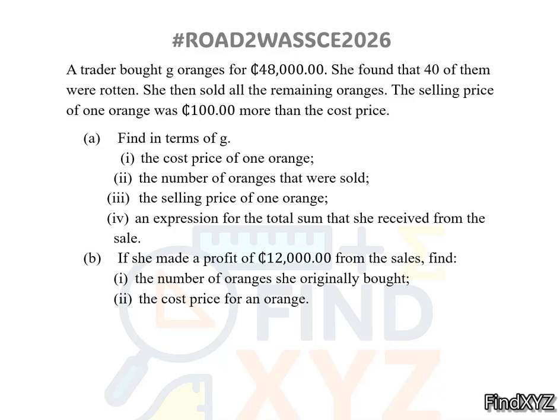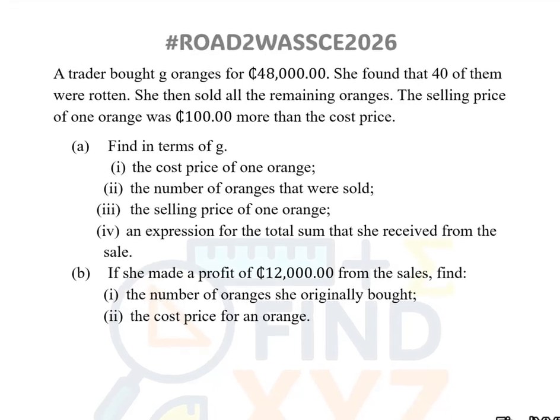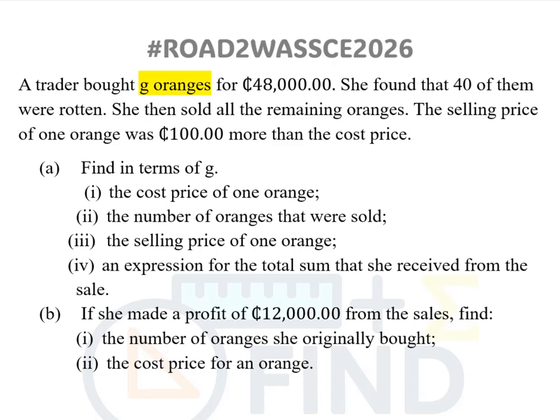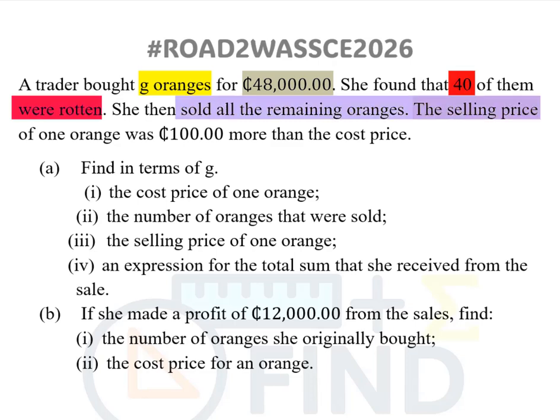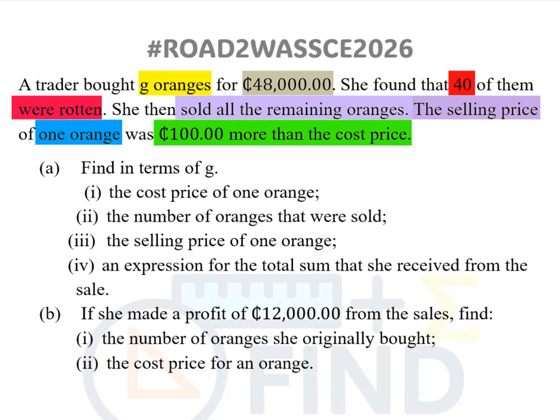We are still on the road to WASSCE 2026. Let's try this question. A trader bought G oranges for an amount of 48,000 Ghana cedis. She found that 40 of them were rotten. She then sold all the remaining oranges. The selling price of one orange was 100 Ghana cedis more than the cost price.